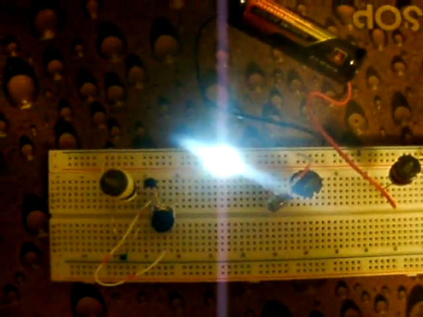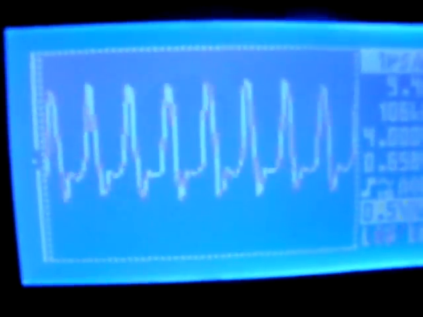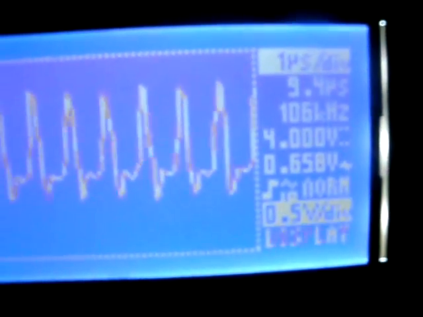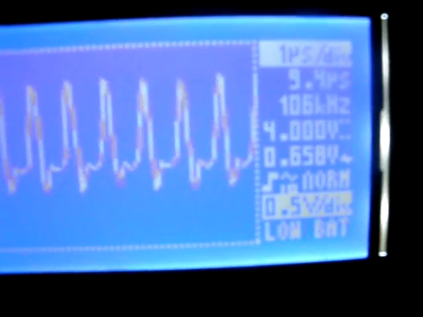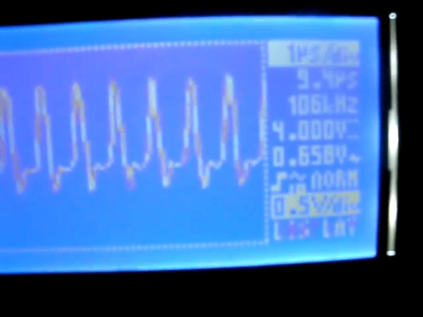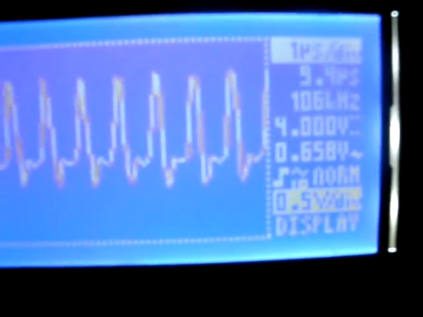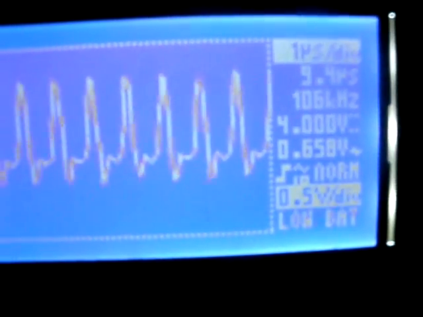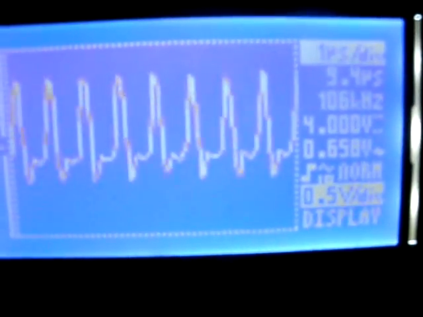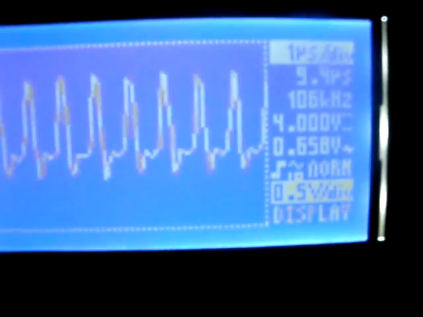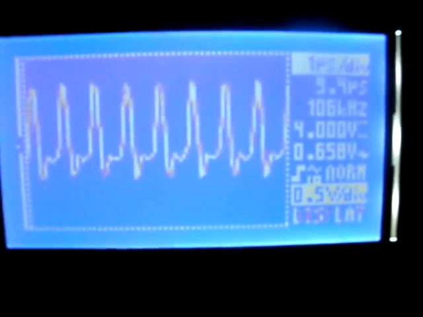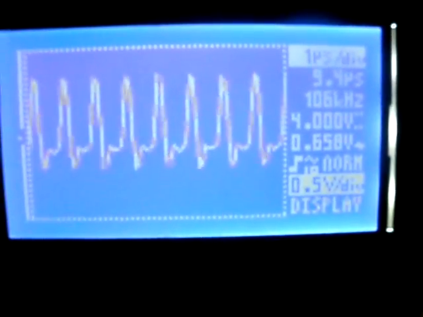But if you can see this, we've got some very nice. These are only 4 volts. When the voltage is at 1 volt on the battery, you get 8 volts going back to the battery. This is on the positive rail. The negative rail has 4 volts on it also, but you know, they're negative.